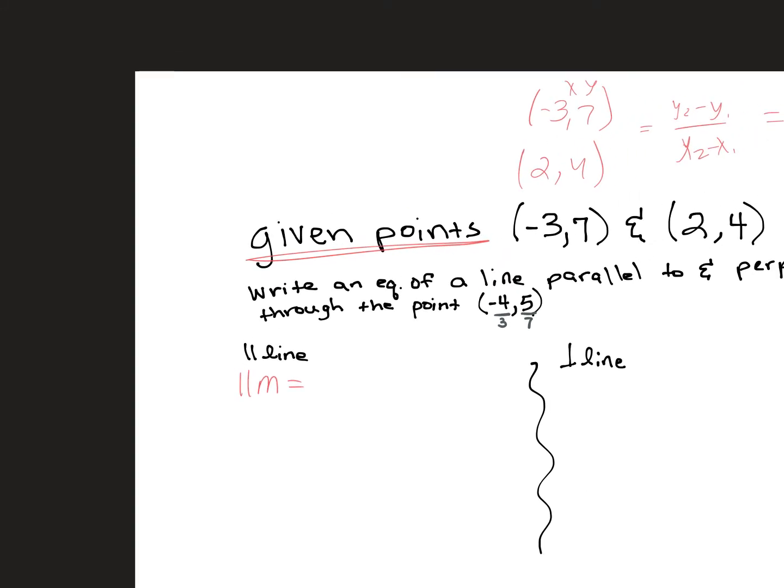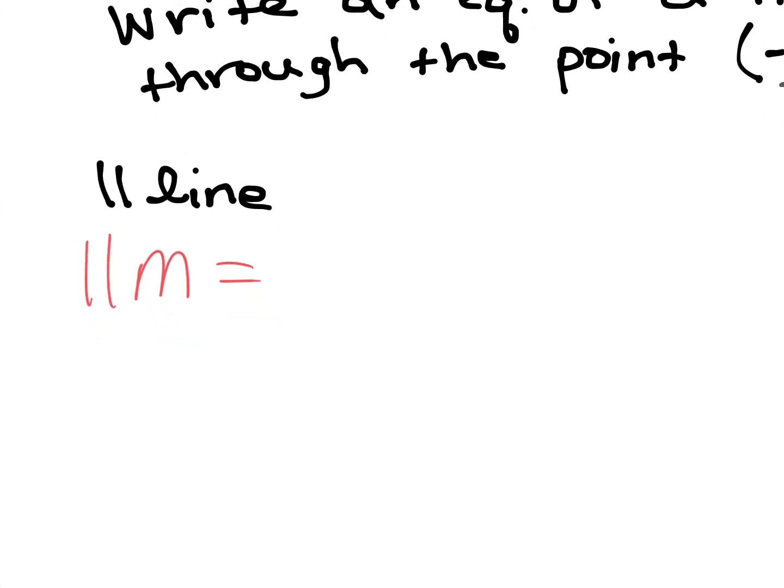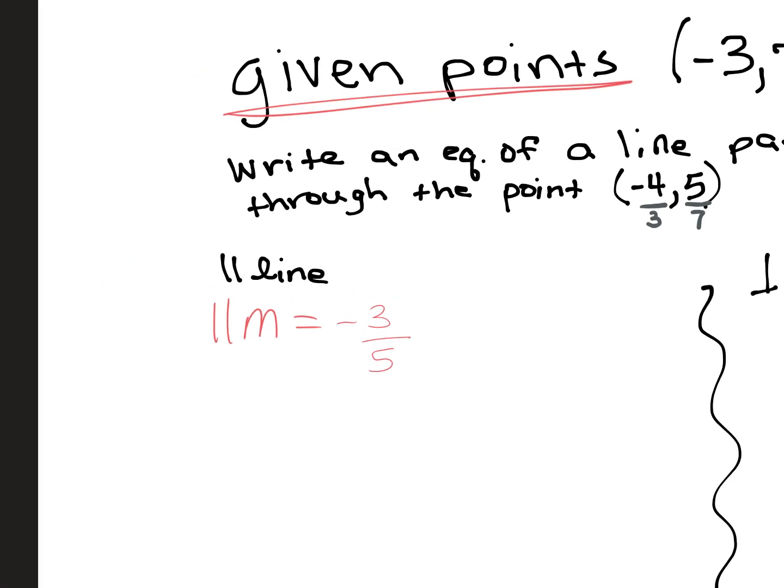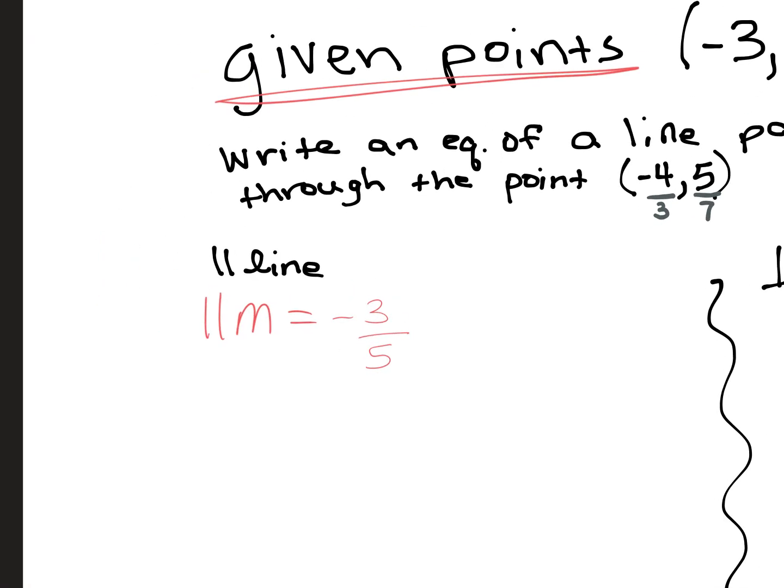What is a line that is parallel? What's the slope going to be? Negative what? Negative 3 over 5, right? Parallel lines have the same slope. The point that I'm going to write the line through is what they gave me: negative 4/3, 5/7.